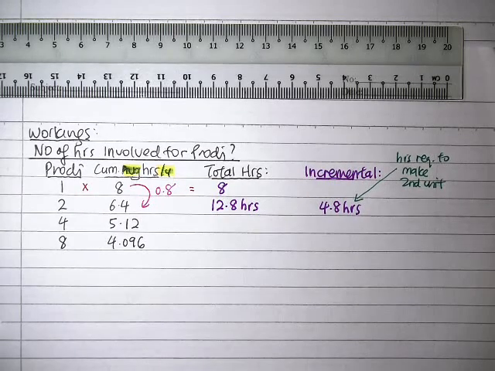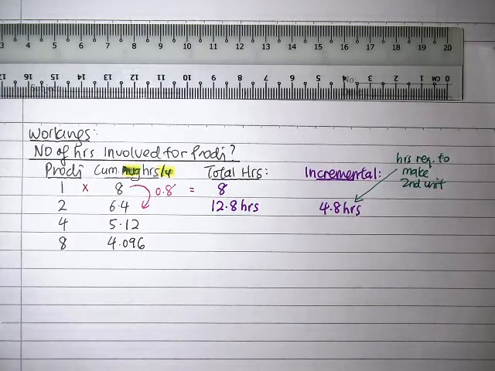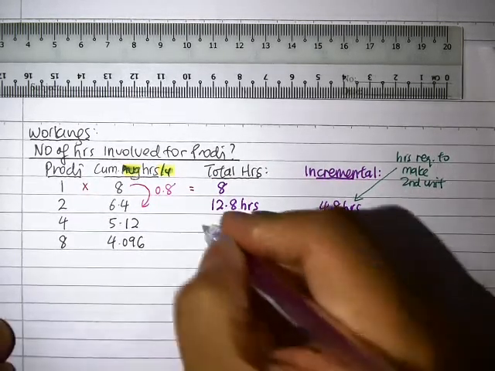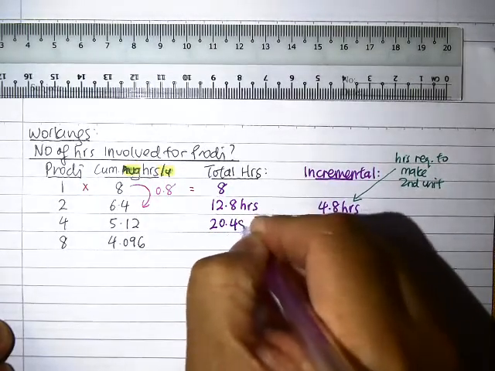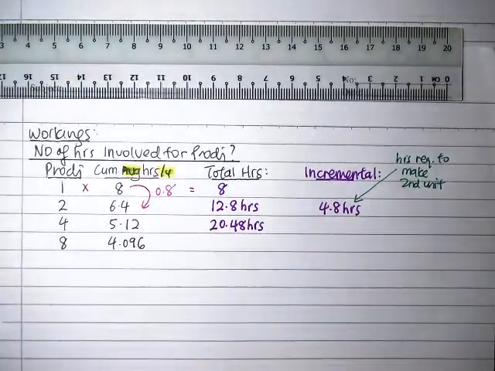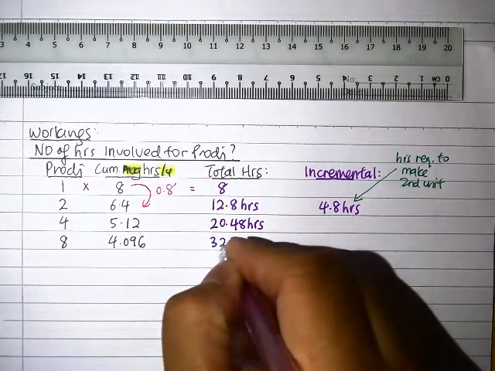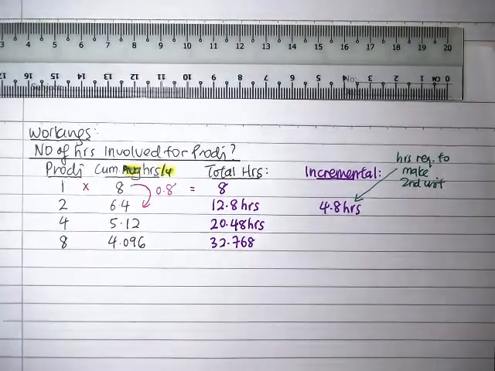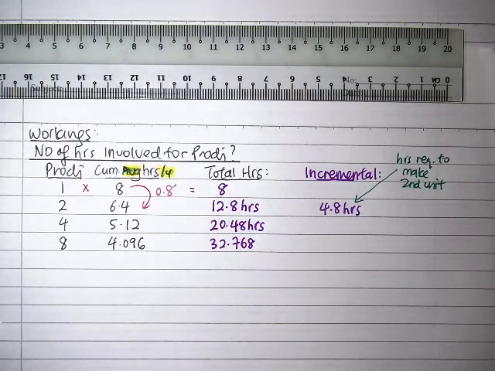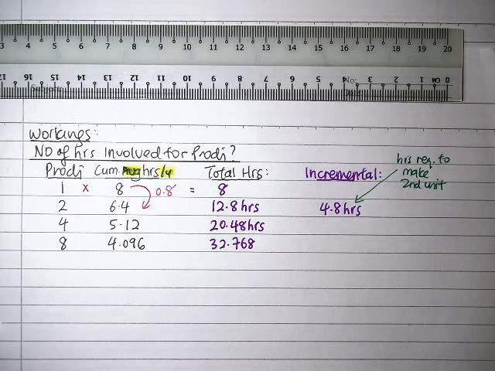And when production increases to 4 units, the total hours is 20.48, and when production increases to 8 units, it's 32.768.